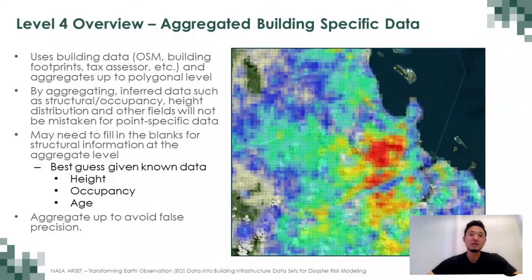But in these cases, the data is typically not collected for the purpose of risk assessment, and you need to make a decision as to whether you go forward using this as site-specific data or you want to aggregate up to a polygon or to a grid cell like the one shown here. A lot of times you can have blanks, and depending on your analysis, you might have to start filling in those blanks. So for example, if you have a seismic study you want to do, but all you have is height, occupancy, and age, you're going to have to start making some assumptions, based on the height, what year it was built, and what the possible structural type can be. So the reason for this level 4 is basically we want to aggregate up the site specific data just to avoid any false precision on our part.